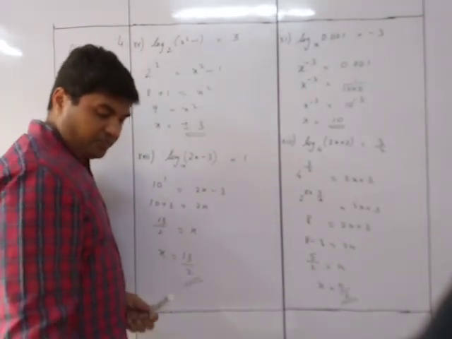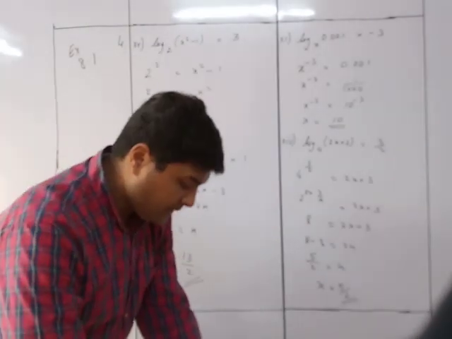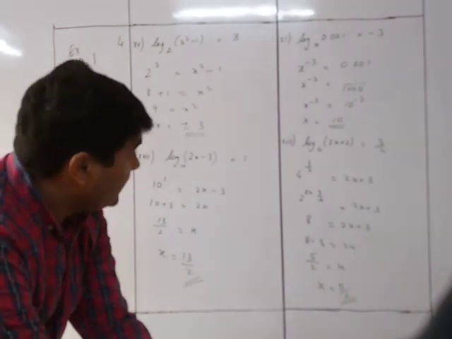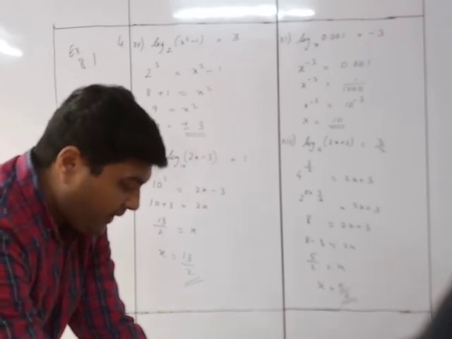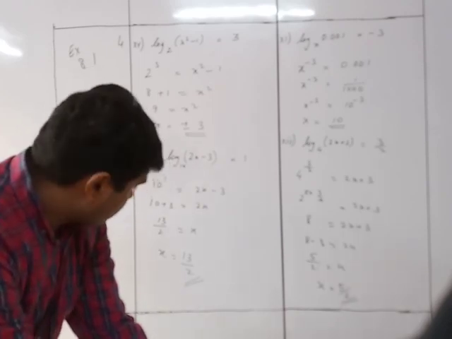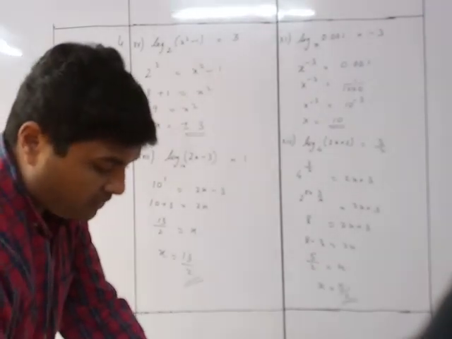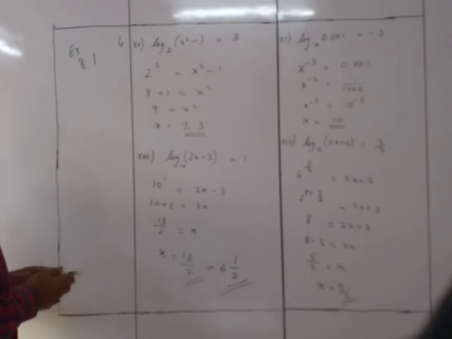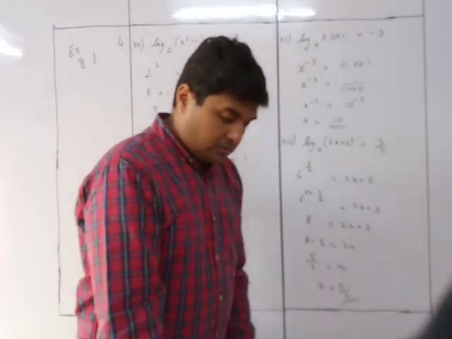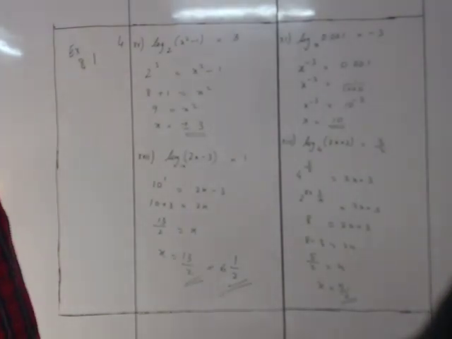Let's check the answers for these ones. We check from sum number 11. 11 is 10. This is 5 upon 2, 13. Plus or minus 3 is 15. And 13 upon 2 is 6, 1 upon 2. That is the last answer. That is sum number 15. This is nothing but 6, 1 upon 2. Understood? This was the sums up to sum number 4. Okay. We move on to sum number 5.